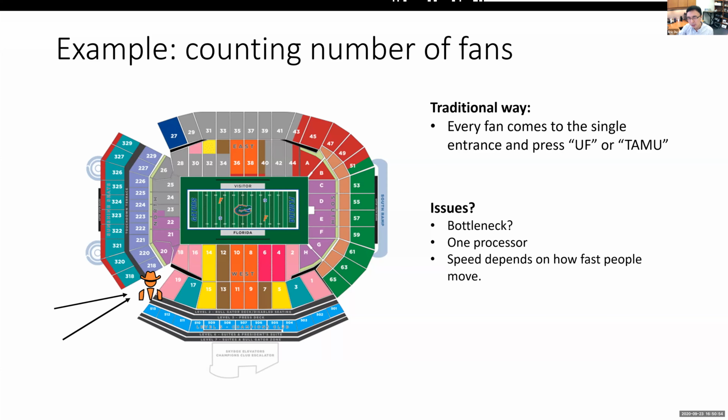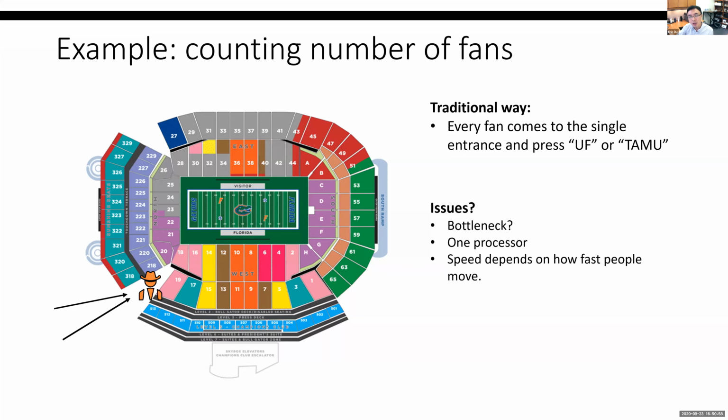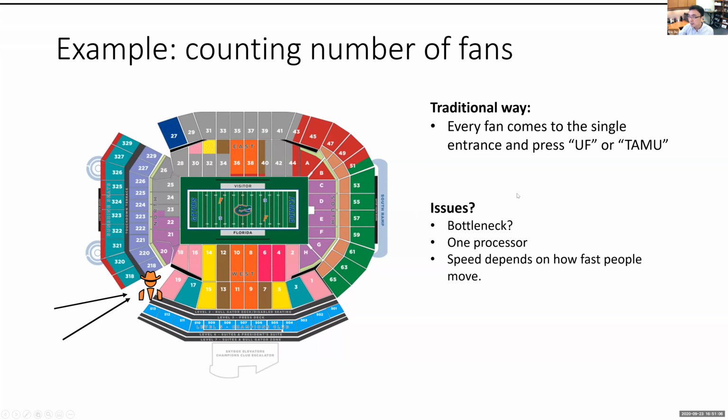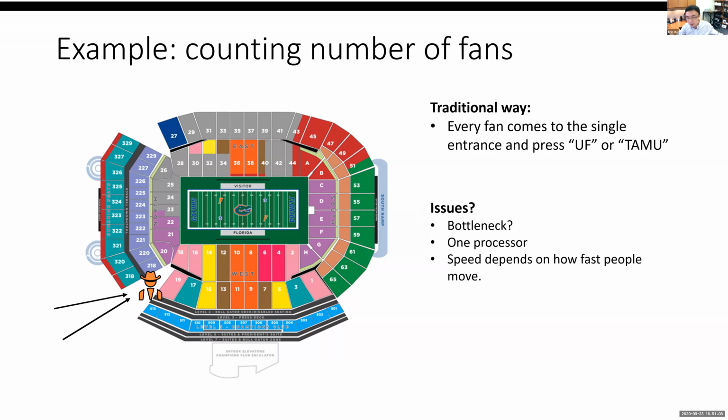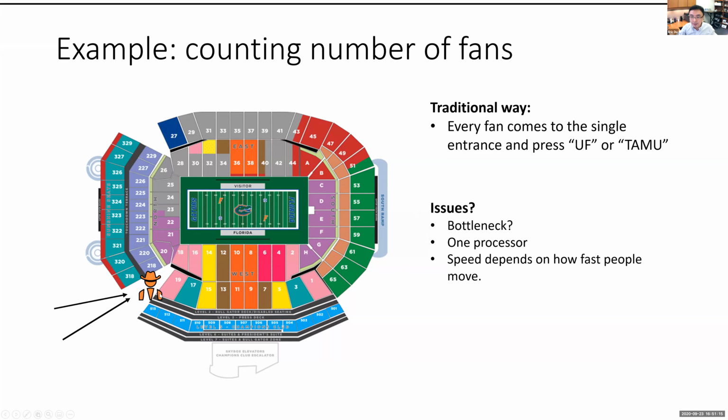This is also the traditional way when we try to sort the big data, when we try to calculate the average number with this HDFS system or FAT system, okay? But what are the potential issues, guys? We only got one processor, right? And so this becomes the bottleneck. And the speed really depends on how fast the people move.